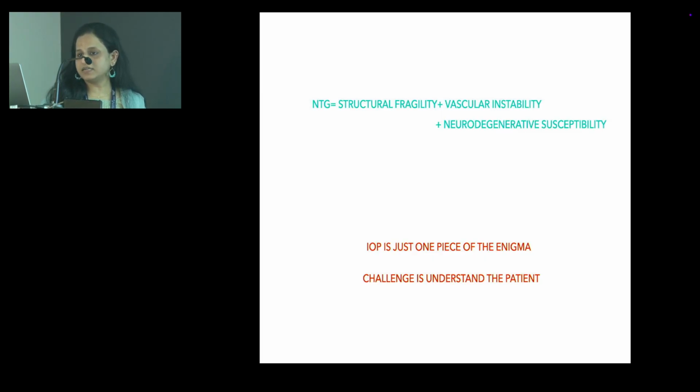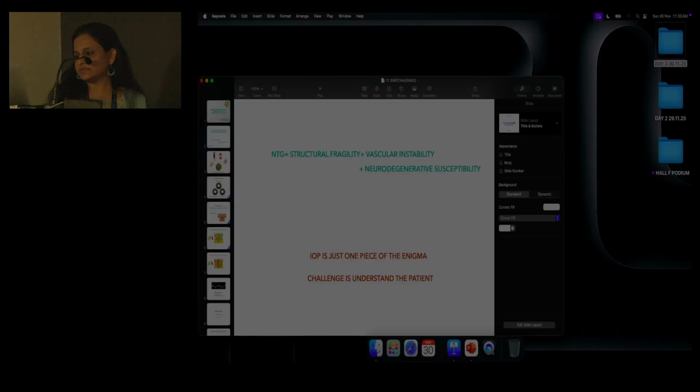The challenge is to understand what exactly is going on with the patient, and then treat.